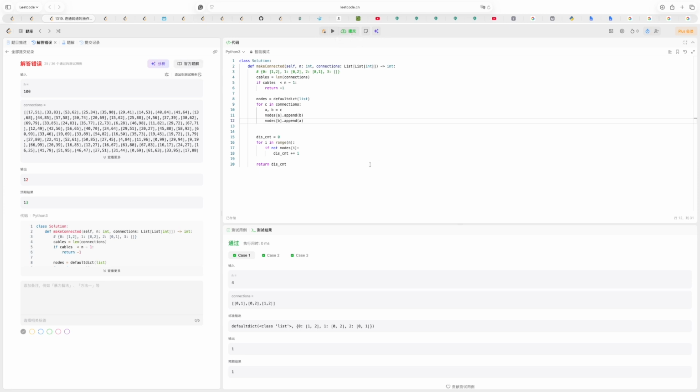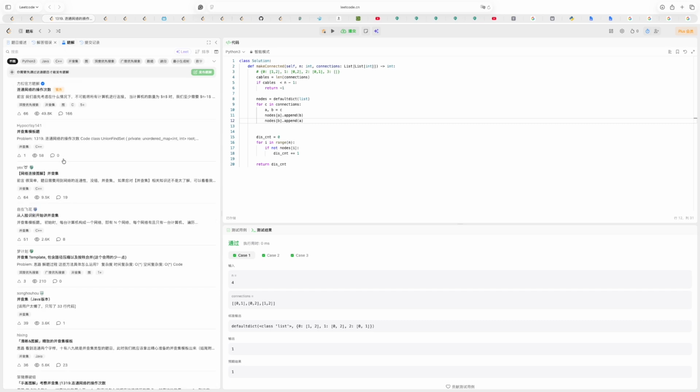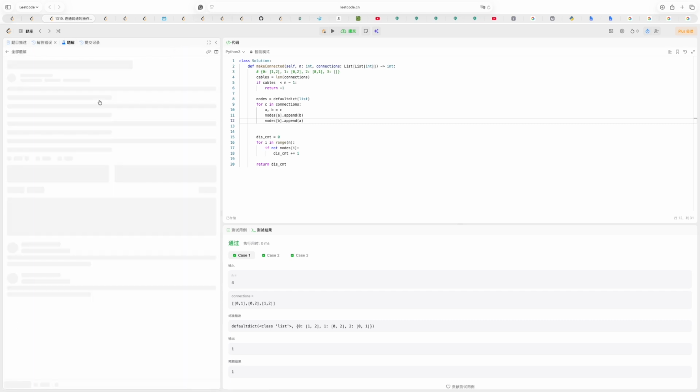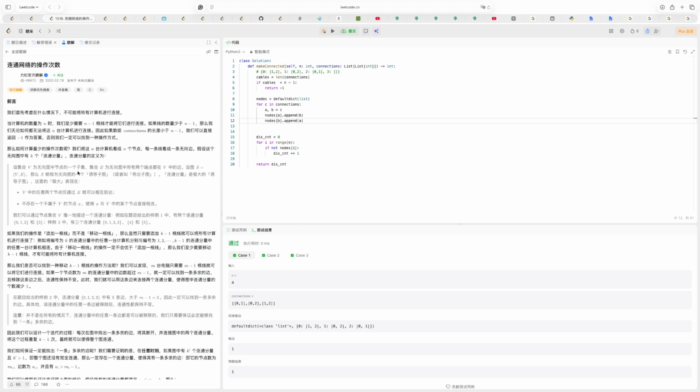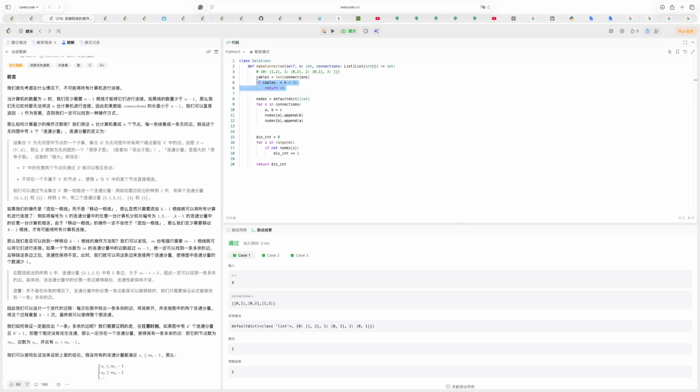Okay, it's wrong. What did I miss? Okay, so this is correct. When a computer count is n, we need at least n-1 cables. Yeah, so this is correct.